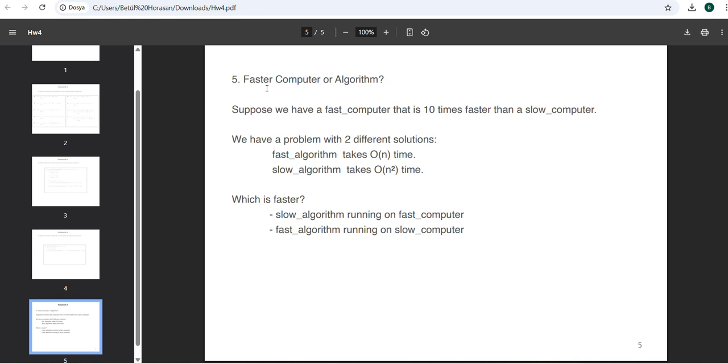So for a large n, the fast algorithm running on a slow computer is always better than running a slow algorithm on a fast computer. This proves that choosing a better algorithm is more important than just using a faster computer.